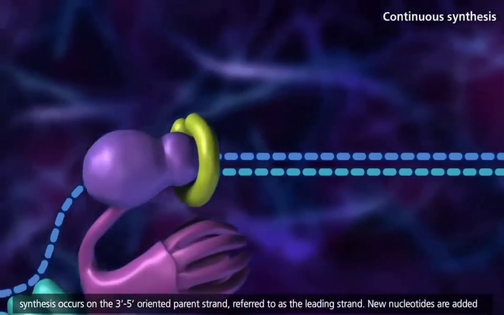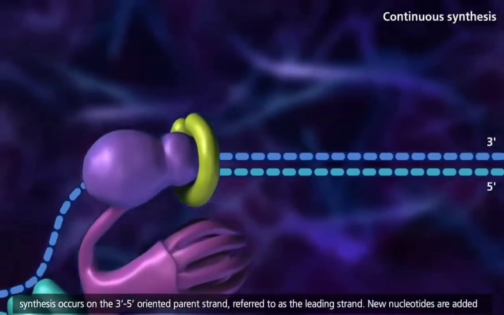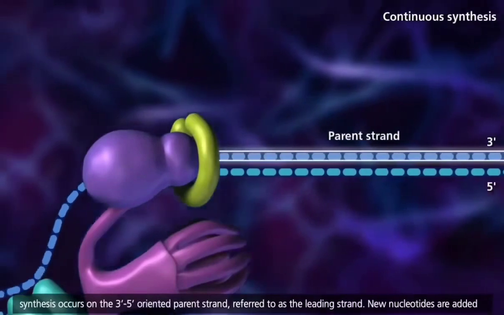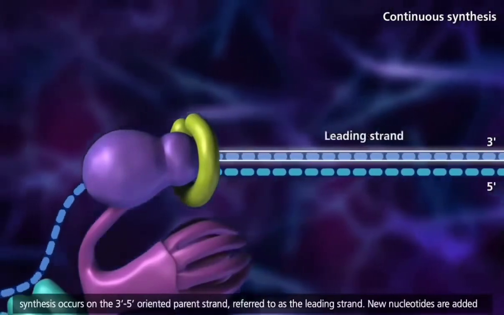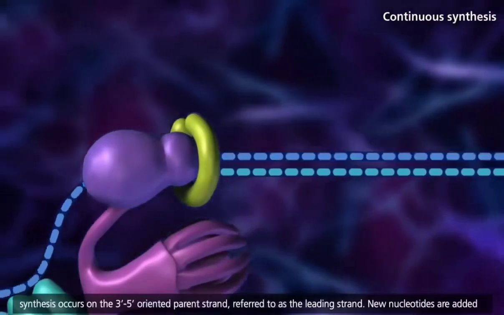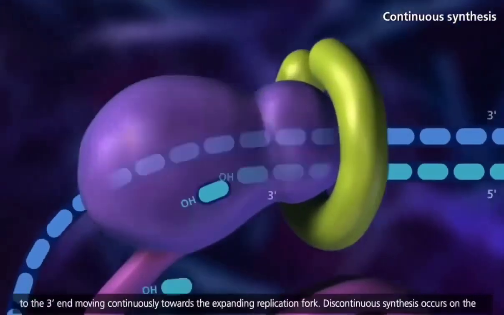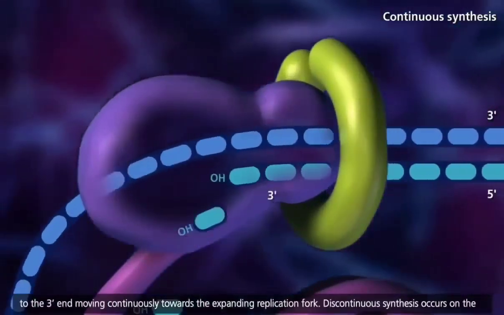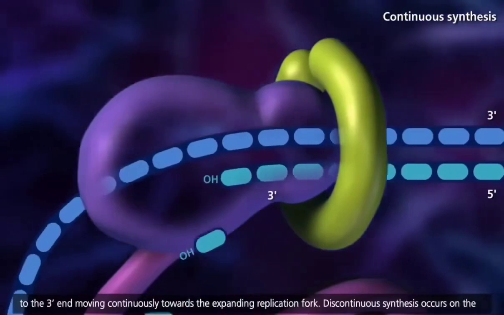Continuous synthesis occurs on the 3' to 5' oriented parent strand, referred to as the leading strand. New nucleotides are added to the 3' end, moving continuously toward the expanding replication fork.